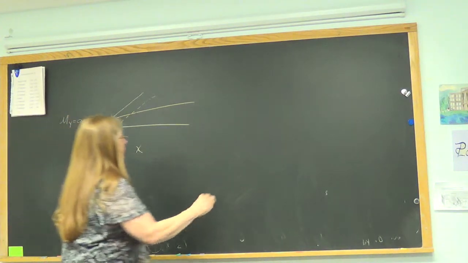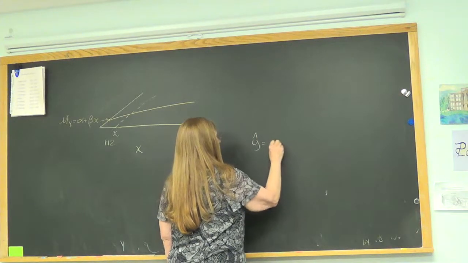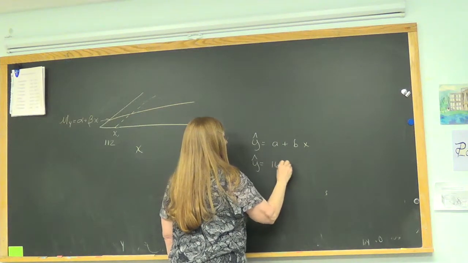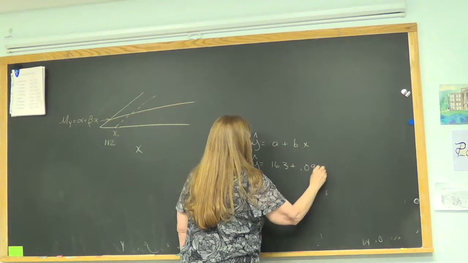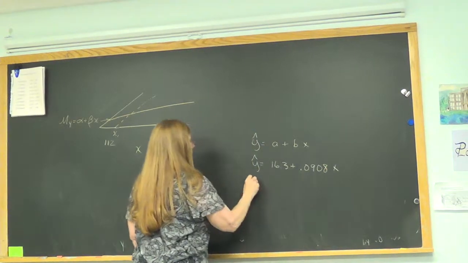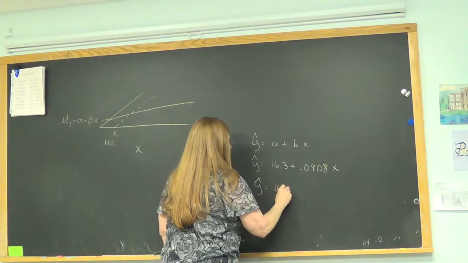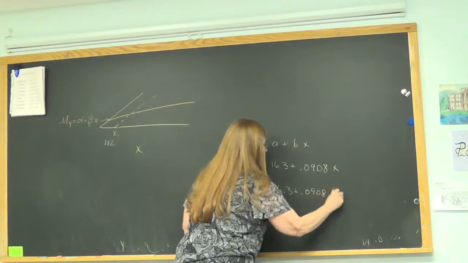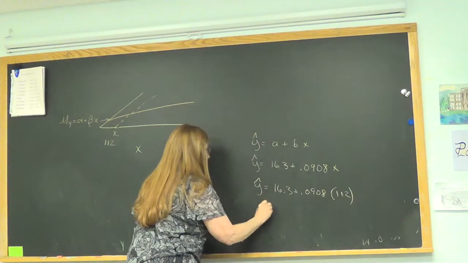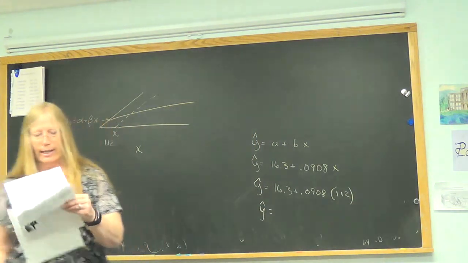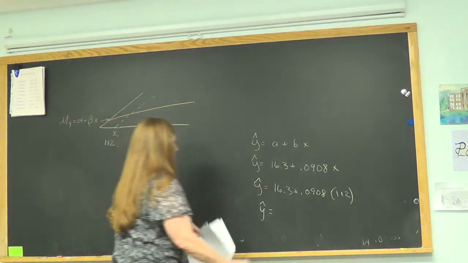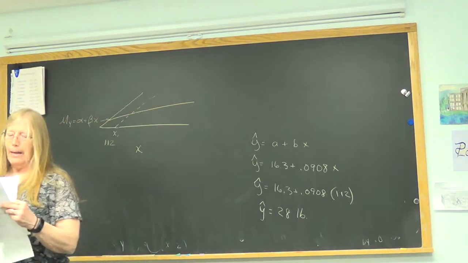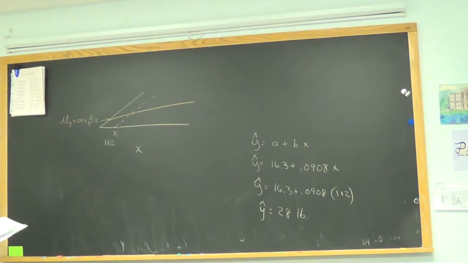So with our old formula from chapter 3, I should know these numbers by now. A was 16.3 and B is 0.0908. So if I'm going to predict the weight of this person's backpack, I would go in and put in the 112. When I did that last night, I could predict with that regression line that a person would carry almost a 28-pound backpack. So that backpack is not the whole story.